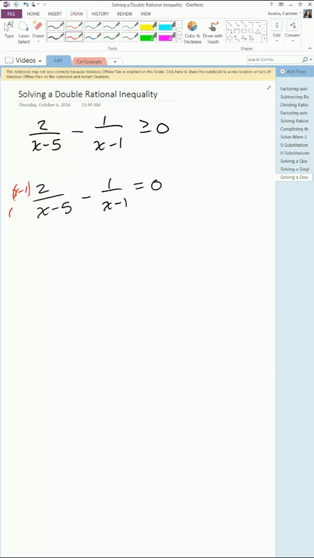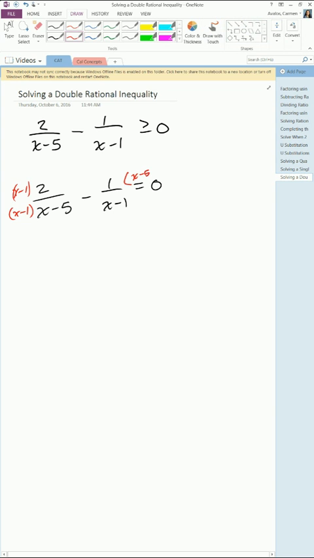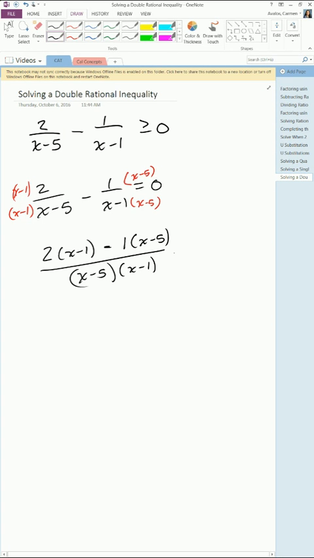So here we want to make sure that we keep the denominator, and this one here is missing an x minus 1, so we're going to multiply by an x minus 1, and here we're going to multiply by an x minus 5 because that's what's missing there. And so you're going to get one fraction, which is 2 times x minus 1, minus 1 times x minus 5, with a common denominator of x minus 5 and x minus 1, and this is still going to equal 0.